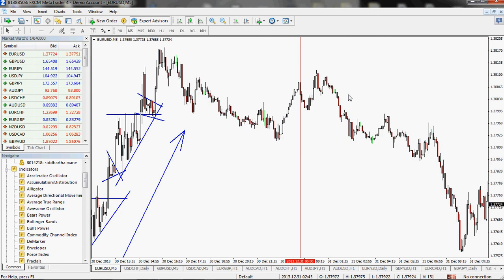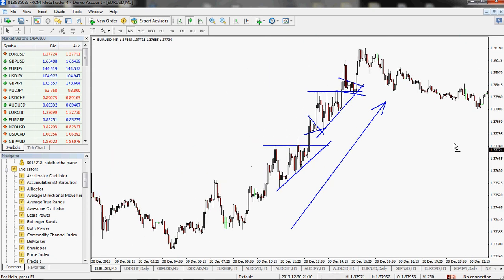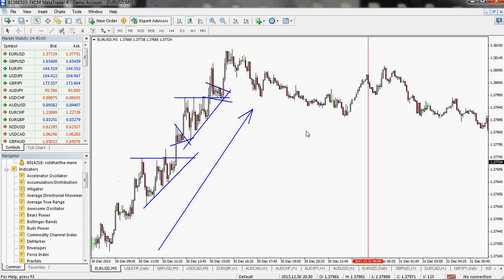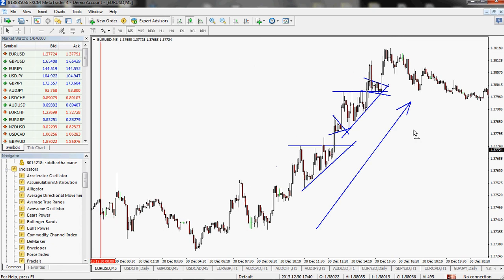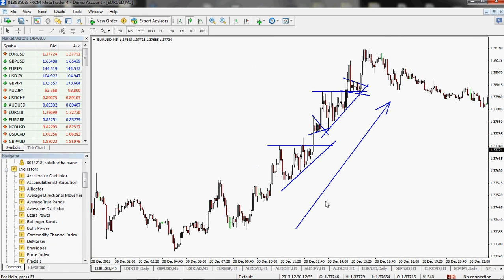So these are the different chart patterns that you can use for scalping the forex market. These are the different indicators or techniques that most traders normally use for scalping the forex market.